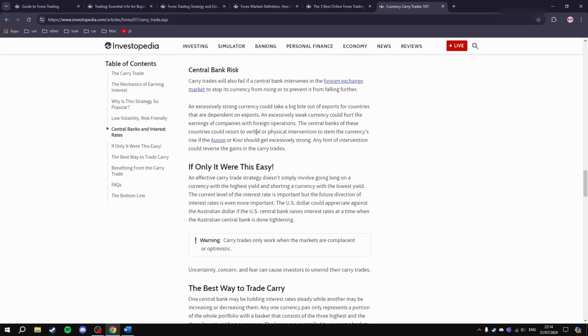So now we're on to central bank risk. Carry trades will also fail if a central bank intervenes in the foreign exchange market to stop its currency from rising or to prevent it from falling further.